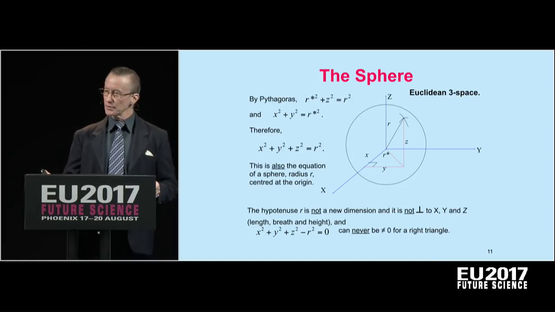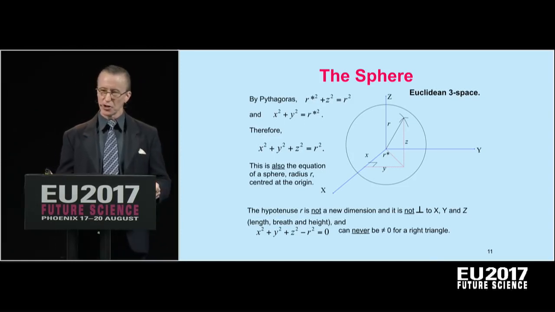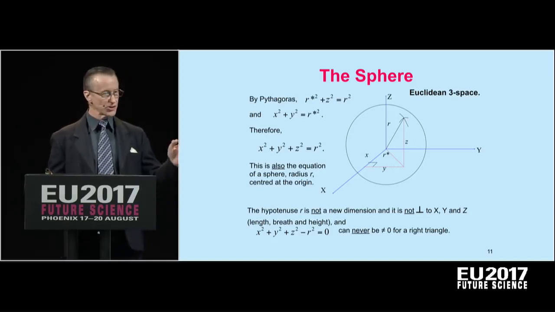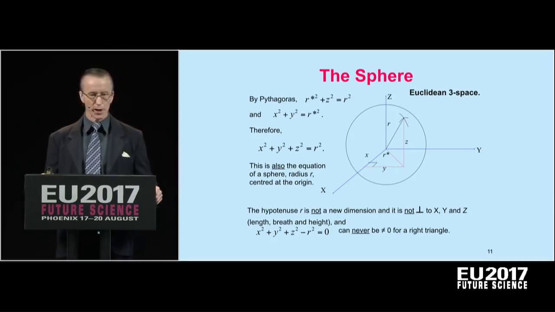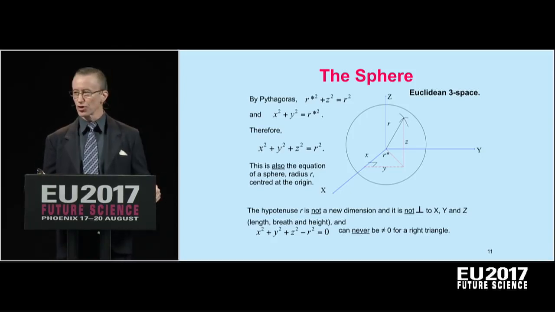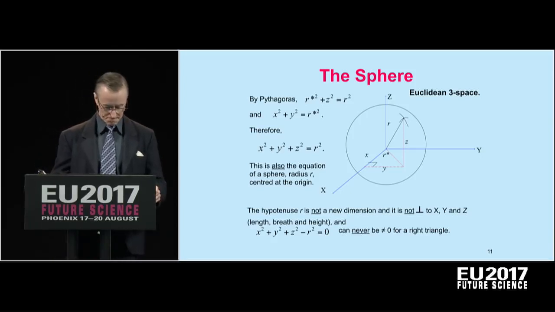And again, if I take r squared from both sides of this equation, I get x squared plus y squared plus z squared minus r squared equals naught. Can it ever be anything other than naught? Of course it cannot. Again, unless you're a cosmologist, which I will show you shortly.